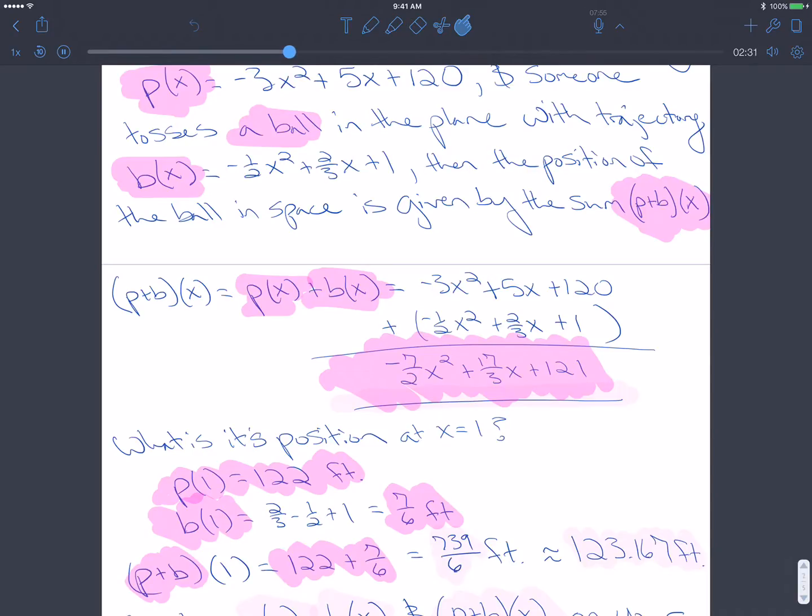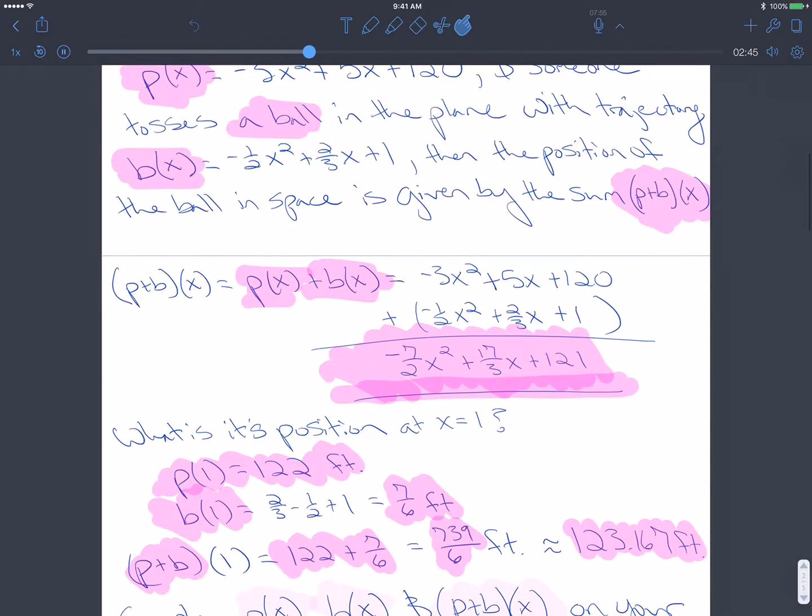Or you can just evaluate our function p plus b of x at 1 to get 739 divided by 6 feet, or 123.167-ish feet, for the height of the ball at some specified time inside of the plane.